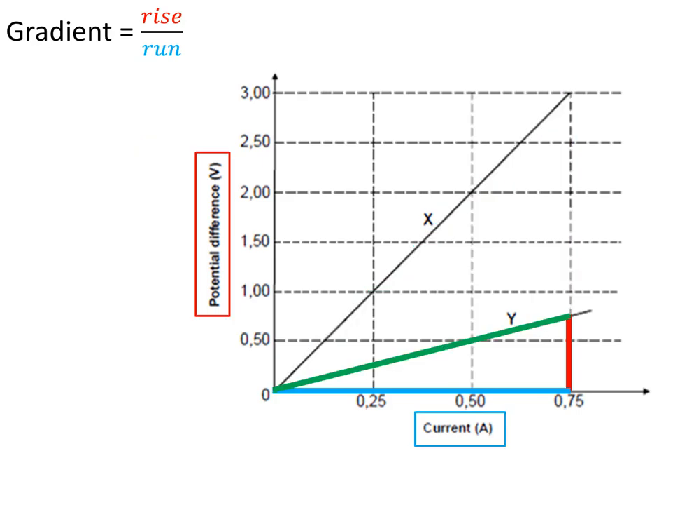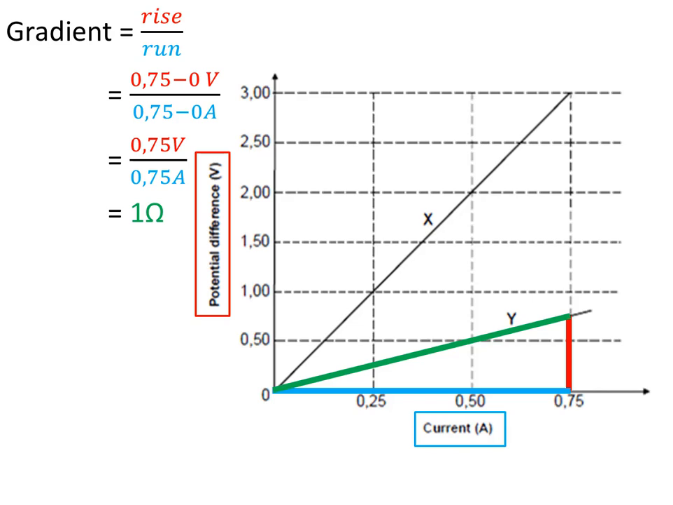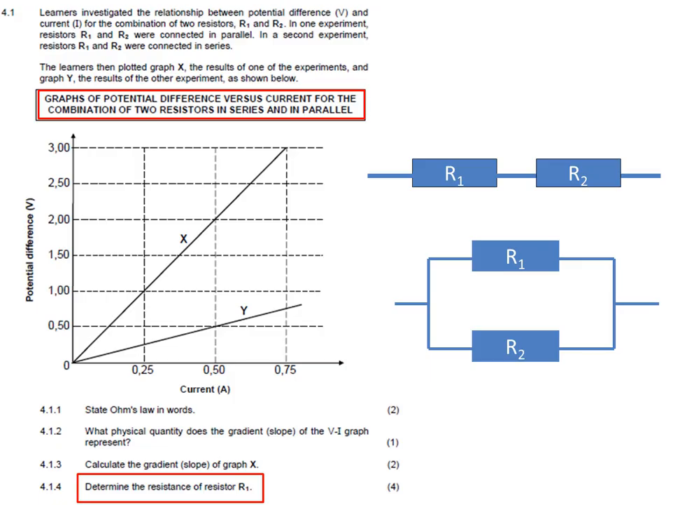Now work out the resistance of the arrangement of resistors in Y. 0,75 volt divided by 0,75 amperes equals 1 ohm. Remember that the question told us that in both X and Y we have two resistors, R1 and R2. In one of these, R1 and R2 are connected in series, and in the other they're connected in parallel. Which fits with which? Is situation X the series or the parallel connection? Is situation Y the series or the parallel connection? Try to answer this yourself before you proceed.